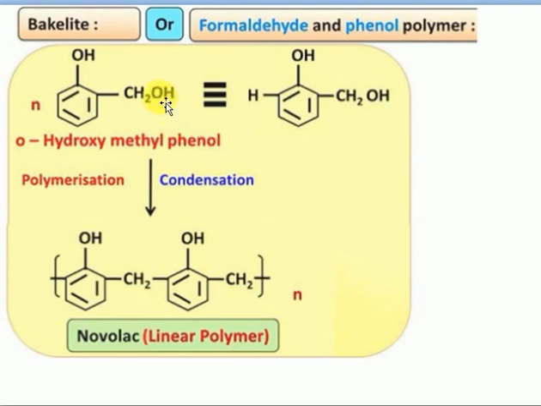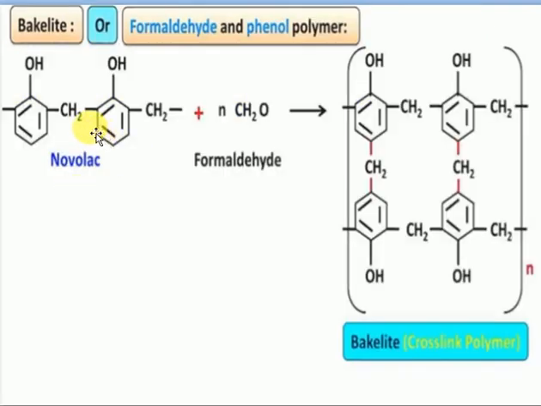Students, no need to be confused here. Remove one hydroxyl group here, one hydroxyl here, and we combine them together. Both benzene rings are there. This is nothing but novolac only. Whenever novolac undergoes further polymerization, they form bakelite only.